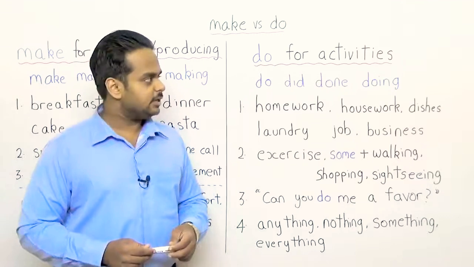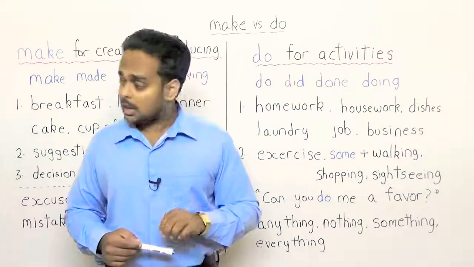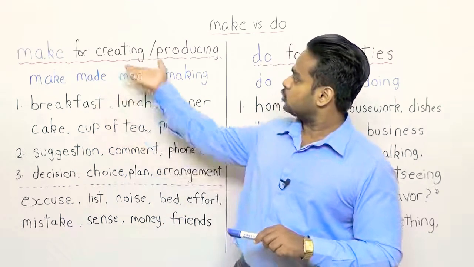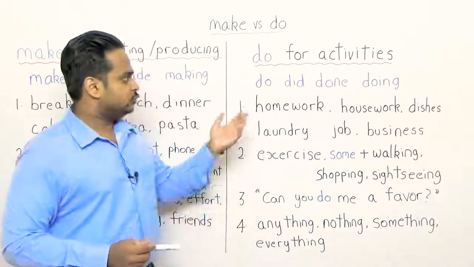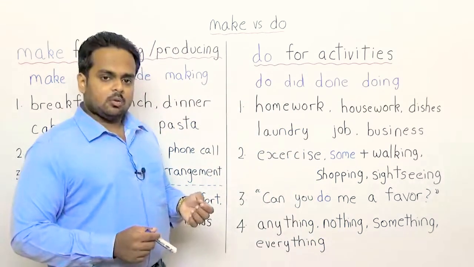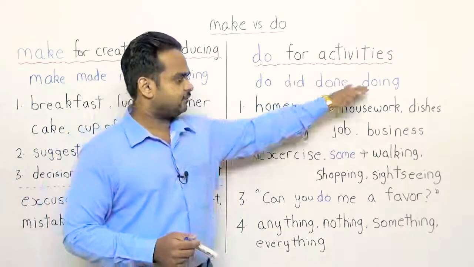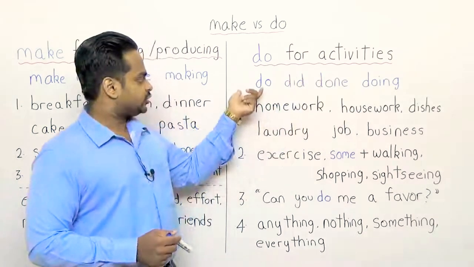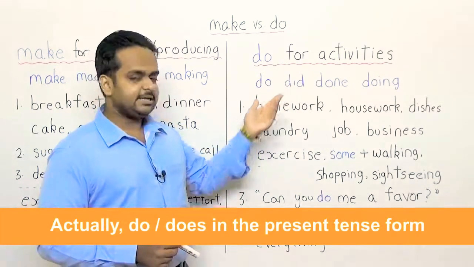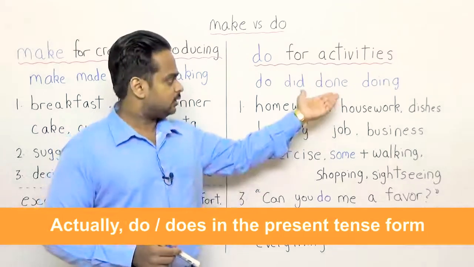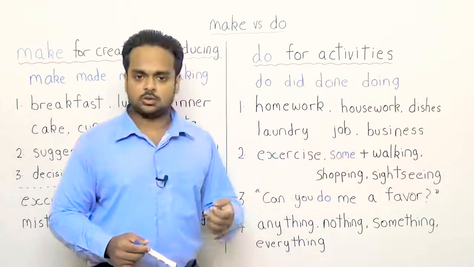And that is that we use do to talk about activities, and we use make to talk about creating, producing, or constructing something. Let's talk about do first. Now, when I say do, this verb can occur in any of these forms. It can occur as do in the present simple tense. It can occur as did in the past simple. Done is the past participle form, and doing is the ing or the continuous form.